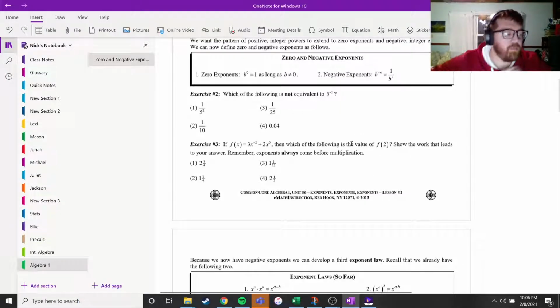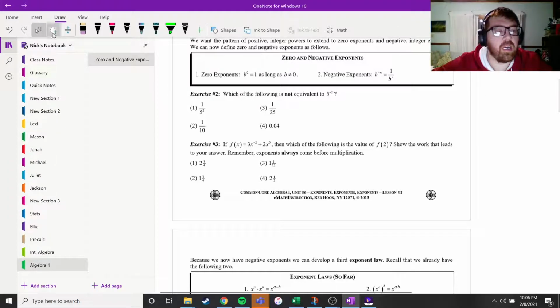Alright guys, welcome. As I said, I would record myself doing some of the work here with zero and negative exponents, so this is it. For those of you who are still a little bit confused by it all, that's perfectly okay. This will hopefully clear a little bit up.